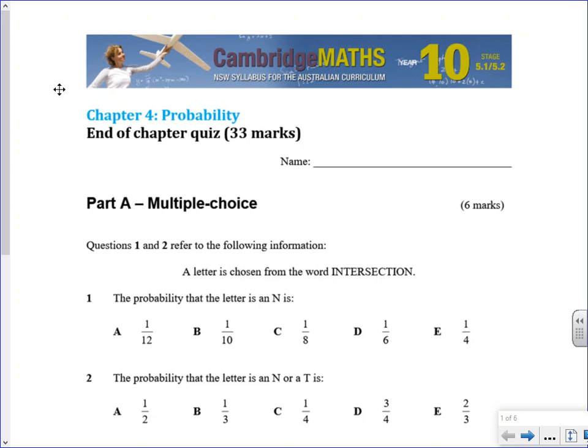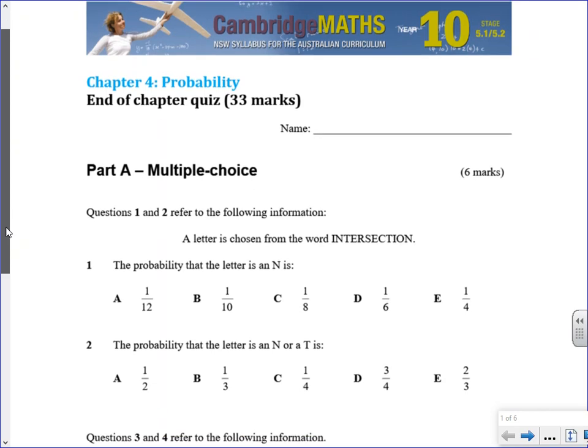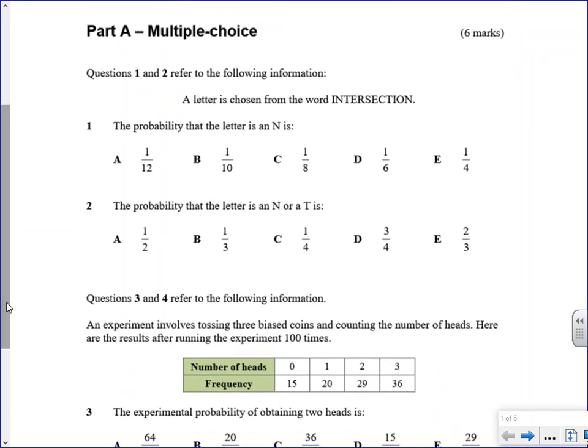Anyway. So, looking at these first few questions, they are multiple choice questions. So we'll work on these ones first of all. So we have a letter is chosen from the word intersection. The probability that the letter is N is, well, obviously what we want to do is first of all count how many letters there are, which is 12. So count up all the letters, it's 12. And then we want to ask ourselves, well, how many N's are there? There's 2 N's. So this can be 2 over 12, but you notice that none of them are any options. But 2 over 12, if we were to simplify it, it becomes 1 over 6.